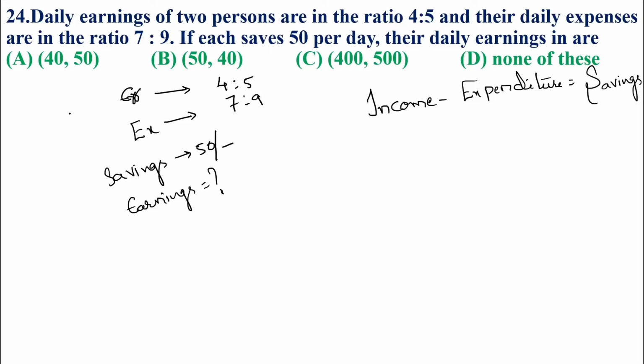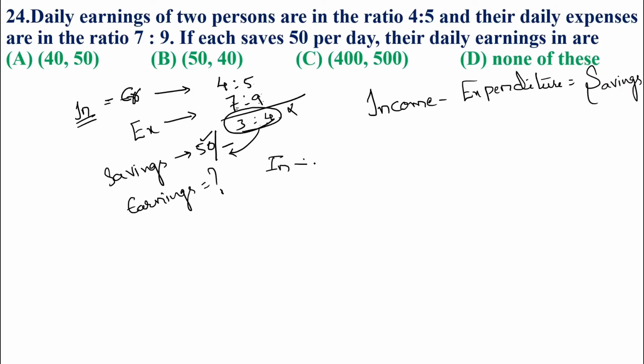Let us assume earnings or income. Each one is saving 50 rupees. So first check 4 minus 7, or 7 minus 4, what are you getting? 3. 9 minus 5, what are you getting? 4. So are 3 and 4 equal? No. So you have to equate them so that if it is equal, then we can equate to 50 rupees. In order to equate, what I have to do is take the difference of the second ratio. What is the difference? 9 minus 7 is 2.